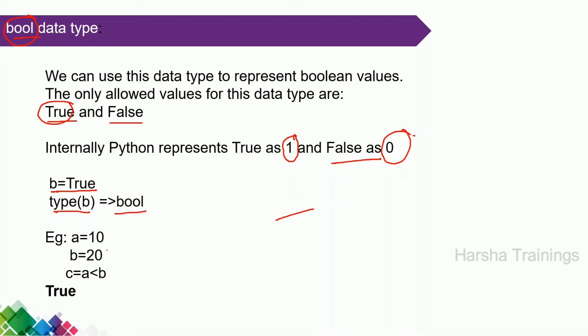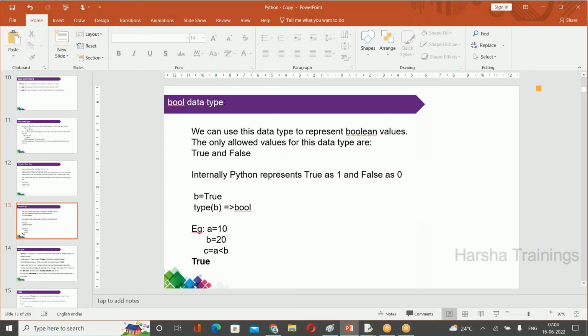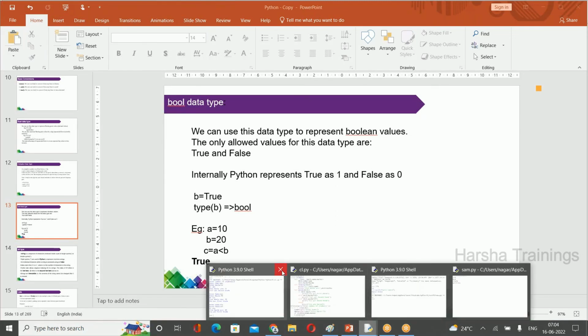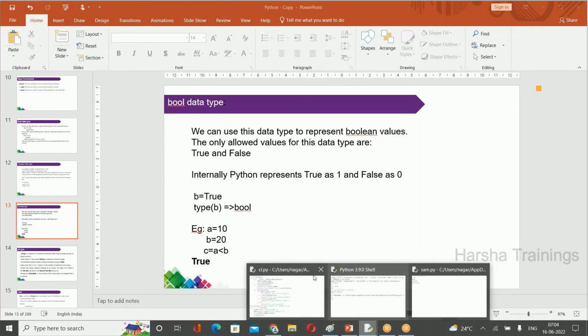Consider this example. a is equal to 10, b is equal to 20, and my condition is a less than b. We are checking whether the a value is less than the b value or not. If a is less than b, the answer is true, so c can store the value true. First I will explain all these things.